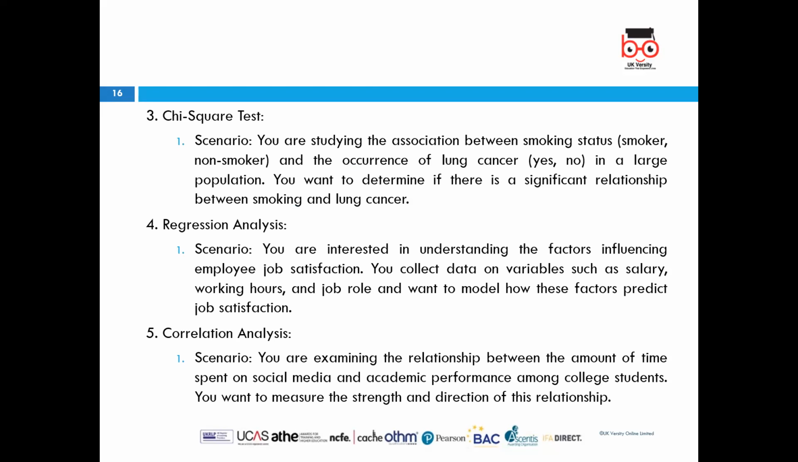Third is chi-square test. So in chi-square test, the scenario could be you're studying the association between the smoking status, whether a person is a smoker or non-smoker, and the occurrence of lung cancer, yes or no, in a large population. So you want to determine if there is a significant relationship between smoking and lung cancer.